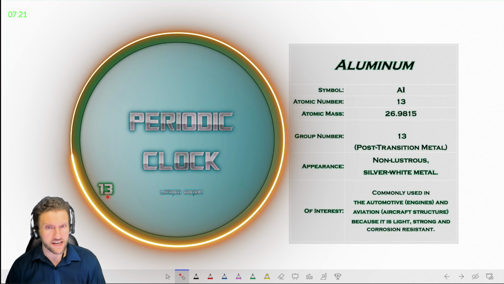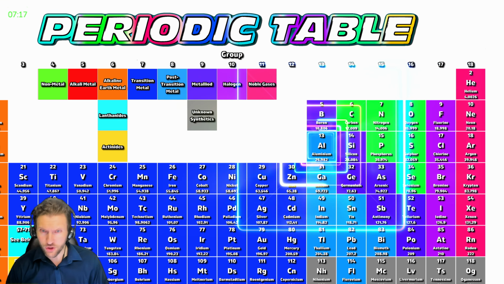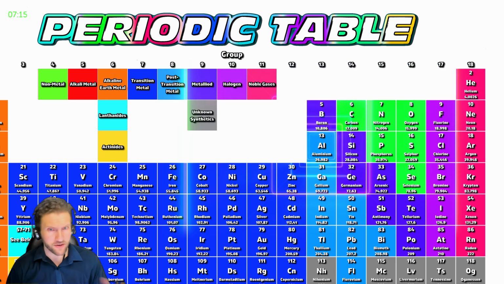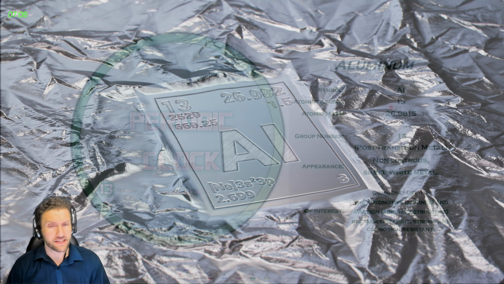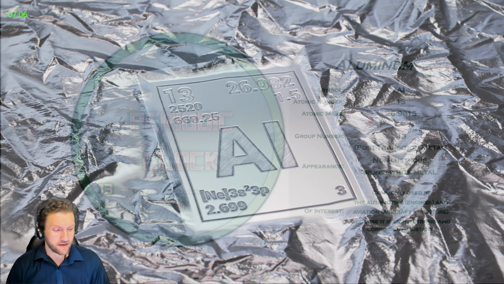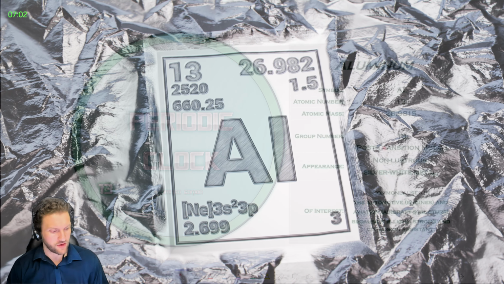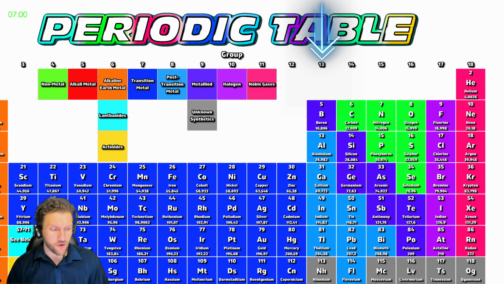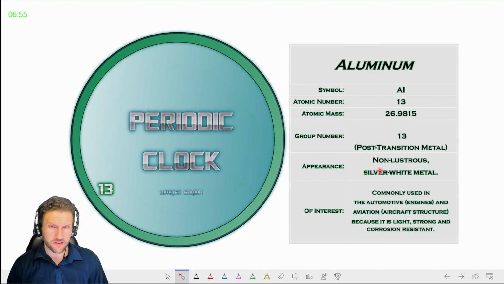Okay, number 13, also a very common metal. Aluminium, or maybe you call it aluminum, potato, potato, tomato, tomato, you know the drill. Abbreviation or symbol, Al. In terms of atomic number, this is number 13. Mass 26.9815. Group number, it's group 13. It's a post-transition metal. Appearance, well, it's non-lustrous, and take note, it is also a silver white metal.